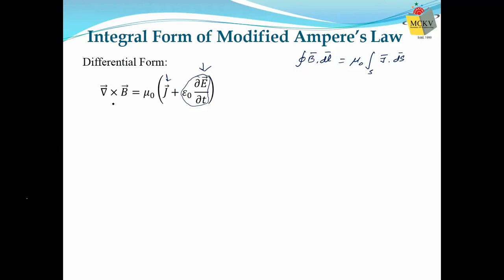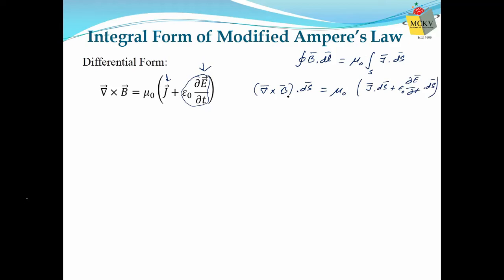Now we want to write it in integral form. So what will we do? First, we take the dot product with ds on both sides. This was our equation, and we multiply dot ds on both sides: mu naught J·ds plus epsilon naught ∂E/∂t·ds.